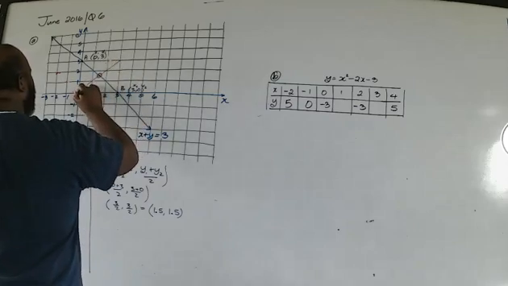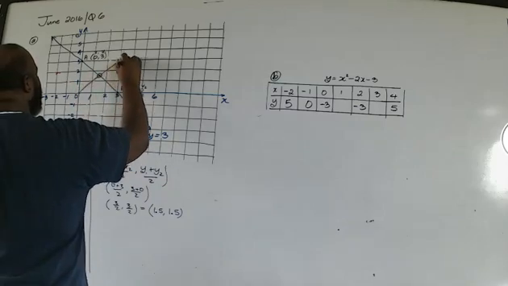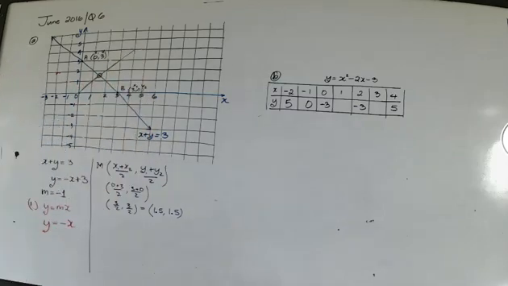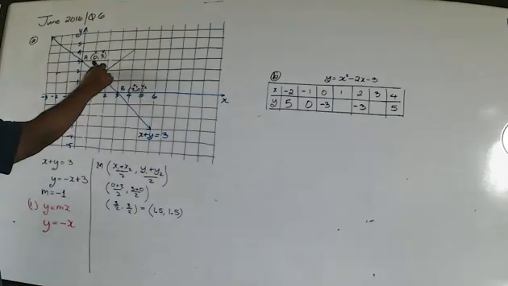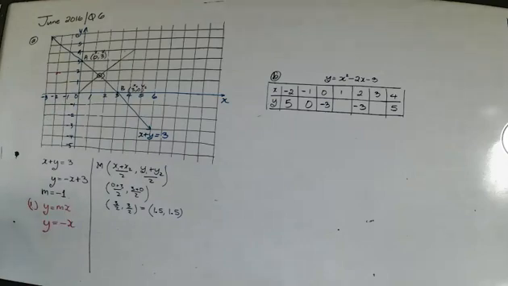They want the equation of this line. The two lines are perpendicular. What is the gradient of this line?